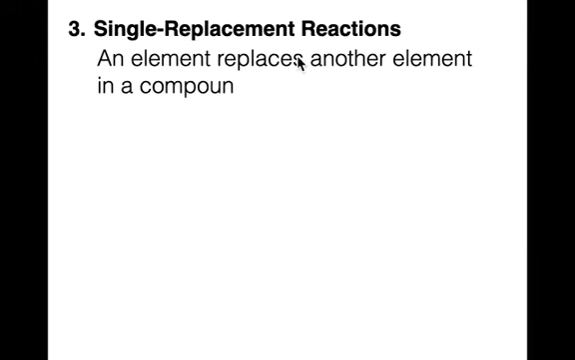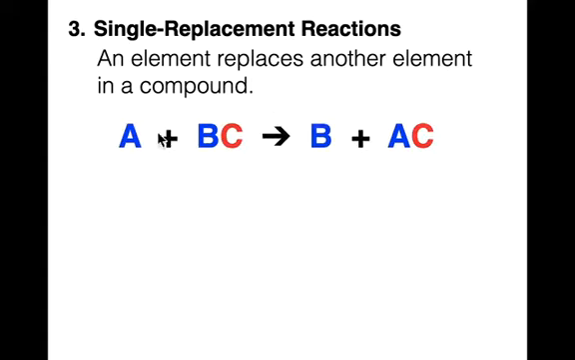Okay, next, single replacement reactions. An element replaces another element in a compound. Okay, so in this case, you can see that the element A by itself is going to take the place of B and become part of the compound. It's kind of like, to say in class, it's like you're out on a date and you bring your friend along, and later on that night, things didn't go the way you had planned, and now you're all by yourself.